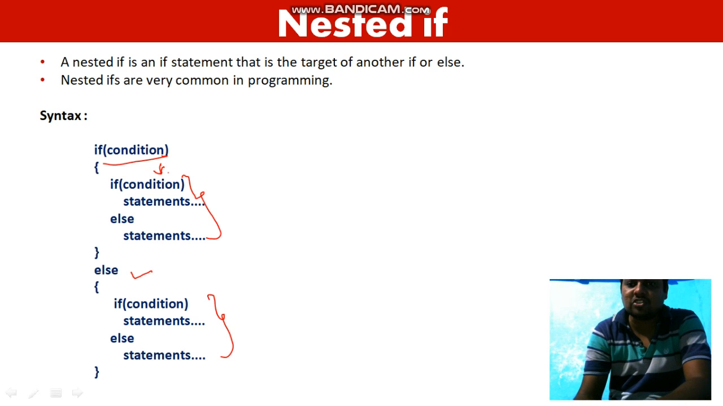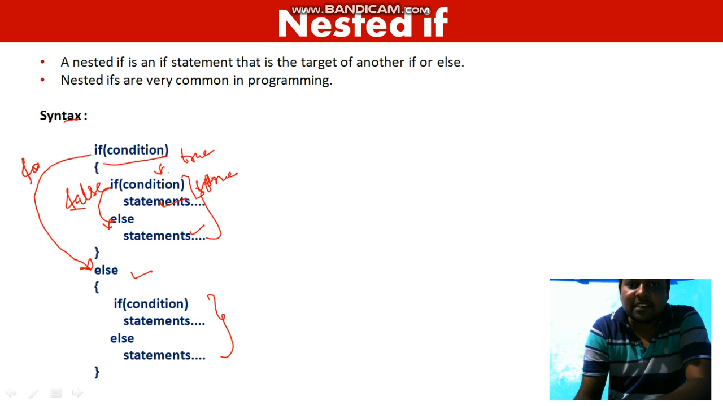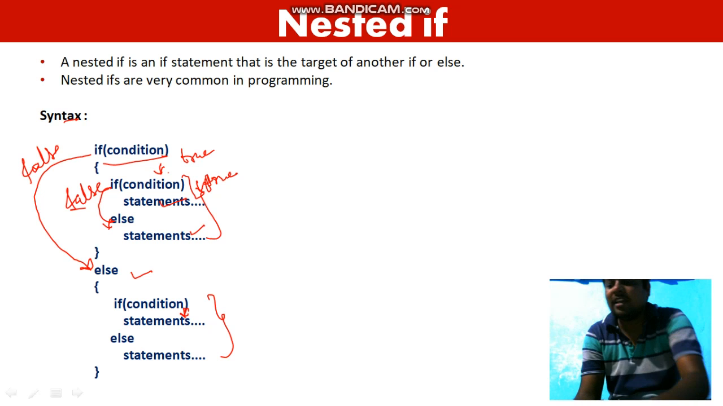So for example, if this condition is true, it will enter the body of the if. Again, the inner if will be tested. If the inner if is true, its statements will be executed. If it is false, it will go to the else and that statement will be executed. For example, if the outer condition is false, it will directly go to the else statement. Again, the conditions there will be evaluated and executed. We will see this with an example.